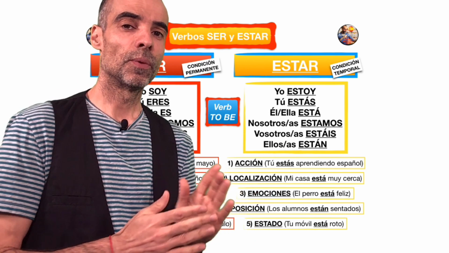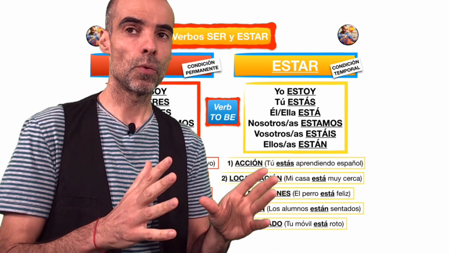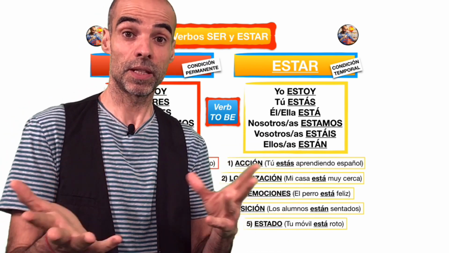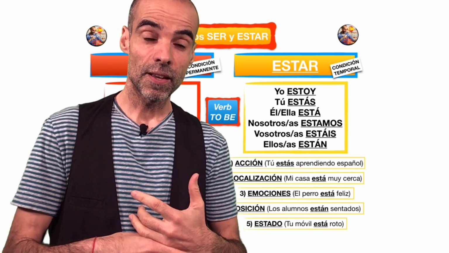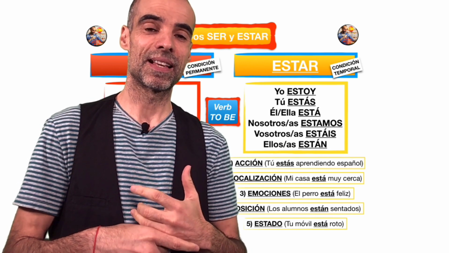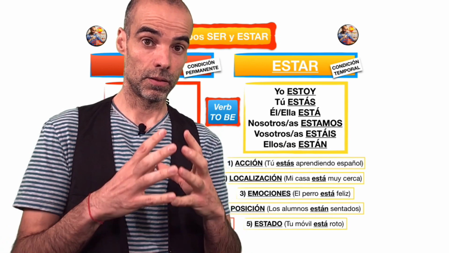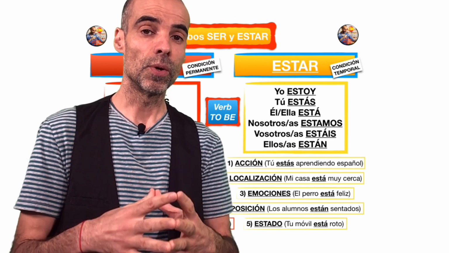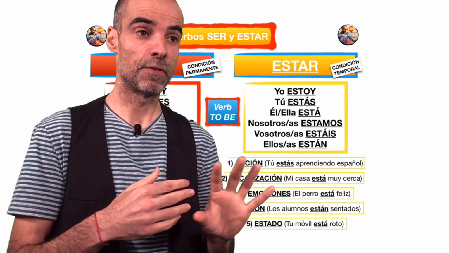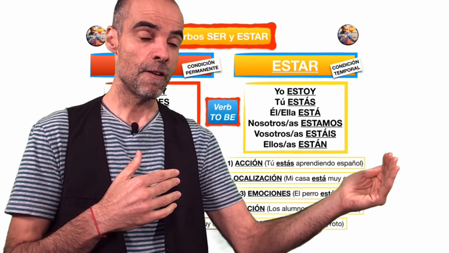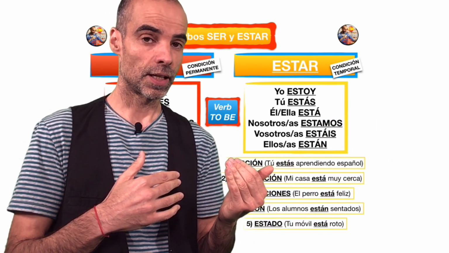Okay, very good. Localization. When you place something, you have to say where something is. Mi casa está muy cerca. My house is very near. Mi casa está, localizing, está muy cerca, near, muy lejos, far, very far, muy lejos, very near, muy cerca.